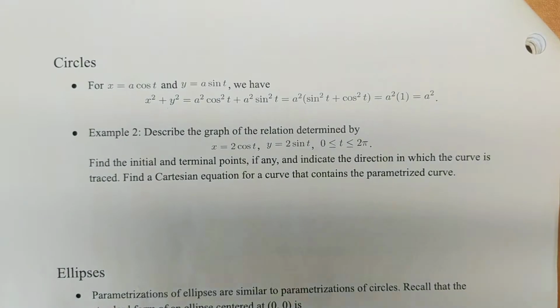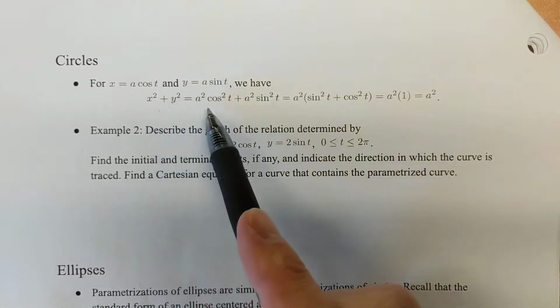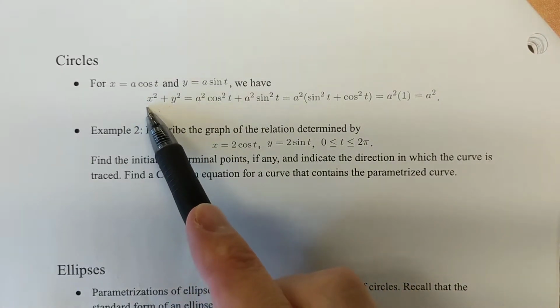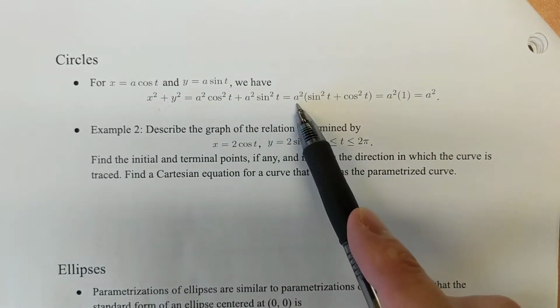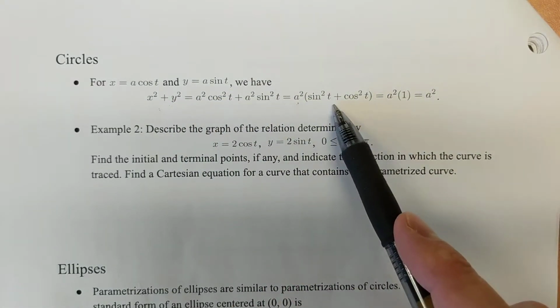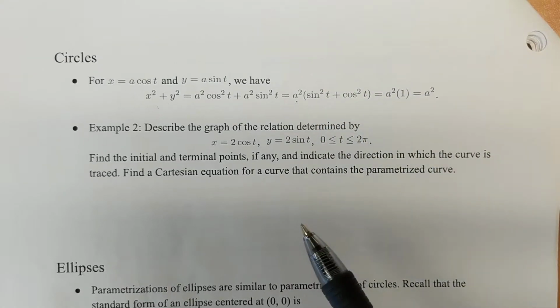All right. So for circles, for x equals a cos t and y equals a sin t, you can do this substitution. You can replace x with a cosine and y with a sine. When you square them, it applies to both values. You can then factor out an a squared. This term is equal to 1. It's a Pythagorean identity, so it's equal to a squared.